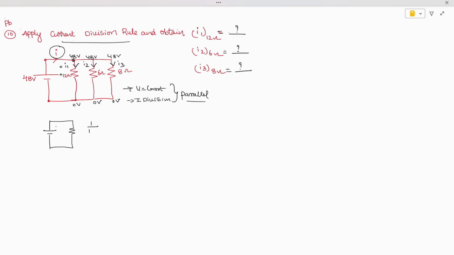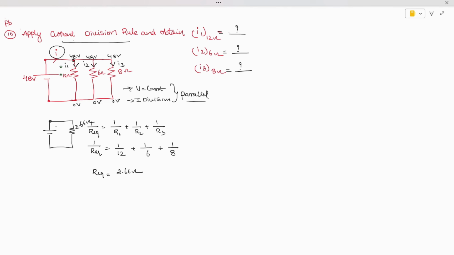The formula for three resistors connected in parallel is 1 by R equivalent is equal to 1 by R1 plus 1 by R2 plus 1 by R3. If you substitute in the formula, 1 by R equivalent is equal to, what is R1? R1 value is 12 ohm. What is the R2 value? 1 by 6. What is the value of R3? 1 by 8. If you solve it, you are going to get R equivalent equal to 2.66 ohm.